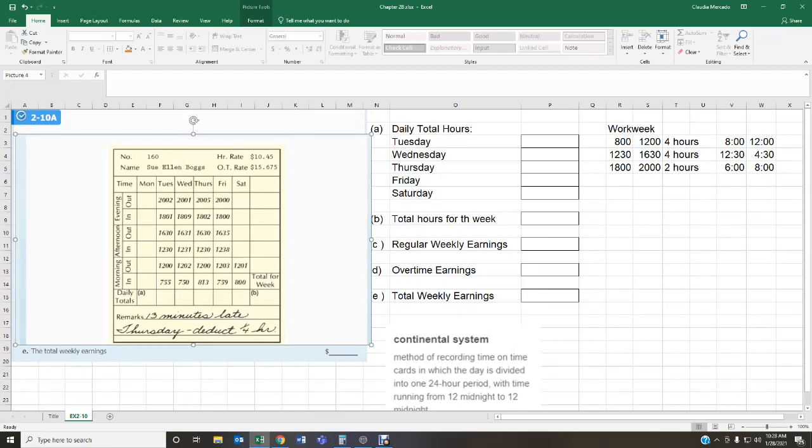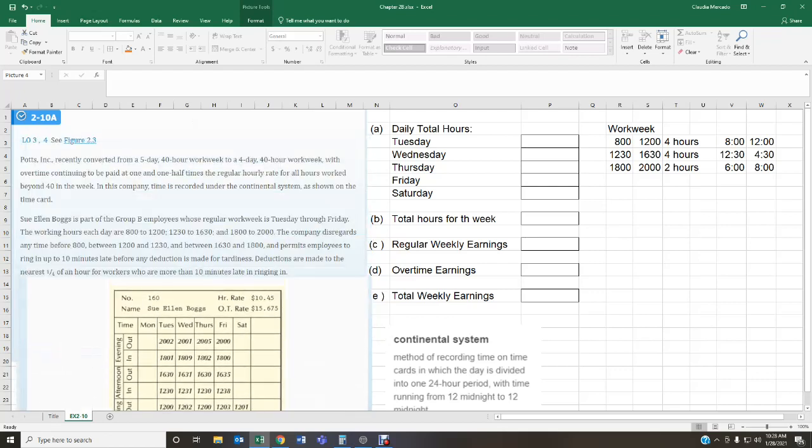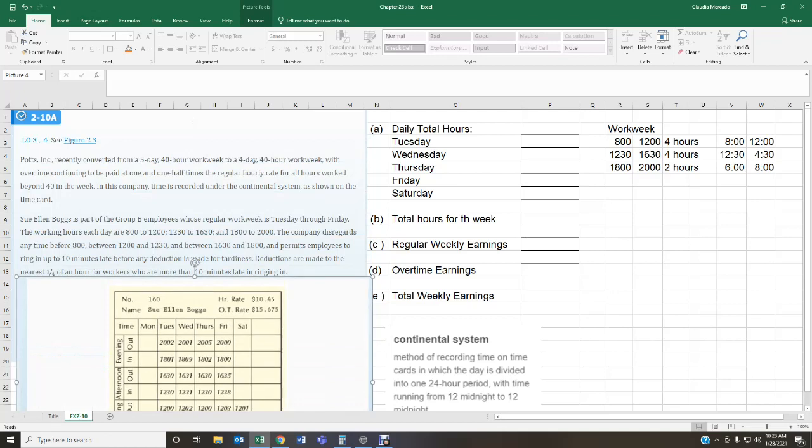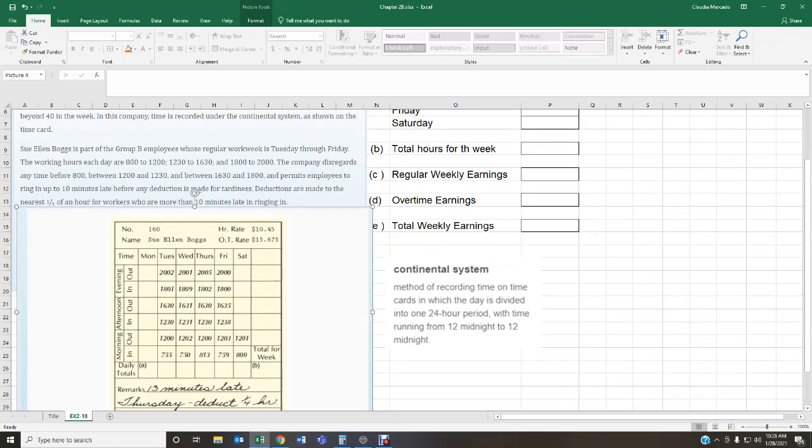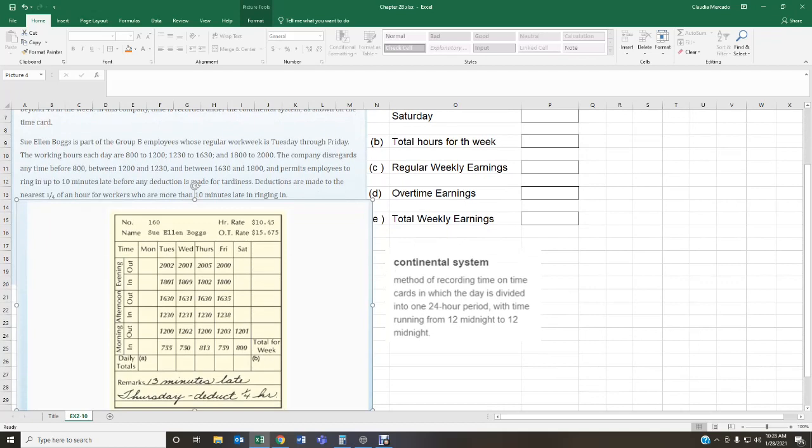From 12:30 to 16:30, that's my regular work week. And then we clocked in a minute late, but that's fine. They don't dock you unless you're more than 10 minutes late. This was just 1 minute. And then you clocked out at 2 minutes late, which is fine. According to the problem, the company disregards any time before these hours and permits employees to ring up to 10 minutes late. So we're good.